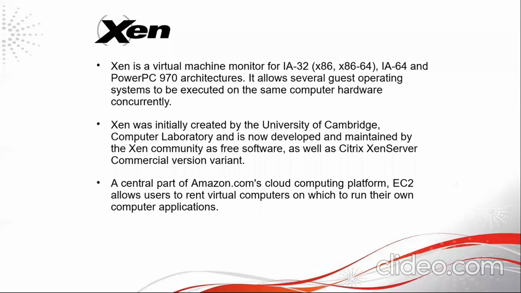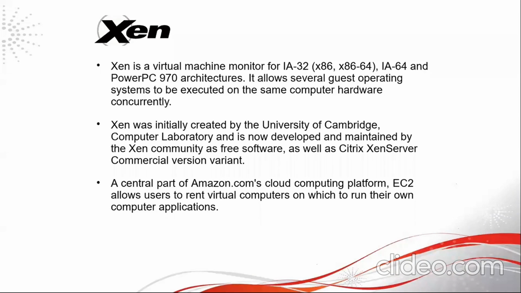No license is required. Citrix XenServer, a commercial version variant, is a part of the Amazon.com cloud computing platform, EC2, which allows users to rent virtual computers on which to run their own computer applications. So this will reduce the organization's cost also, because from a single machine we are creating multiple virtual machines. So we have to invest in a single one, and more than one machine can be used for execution of different applications. So that will reduce the cost of development for that organization.